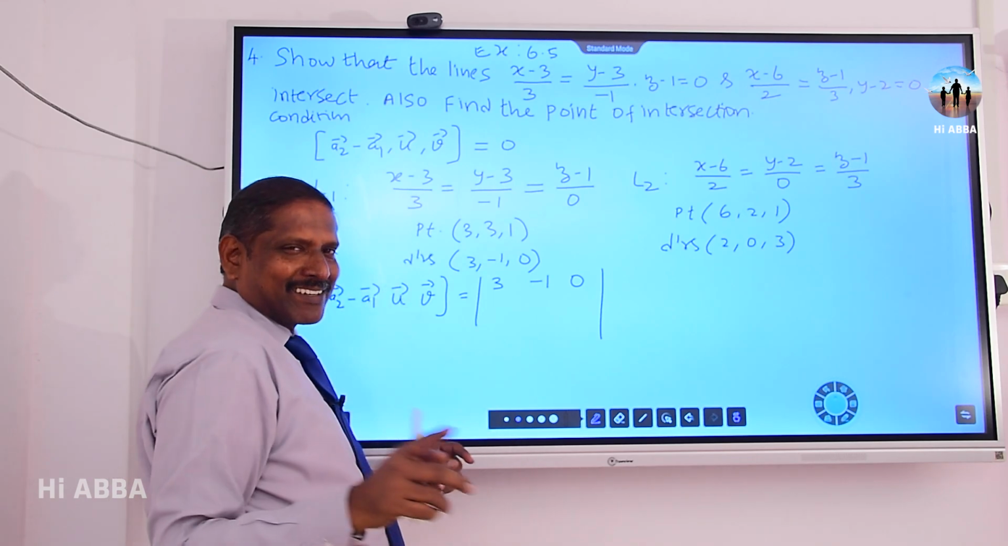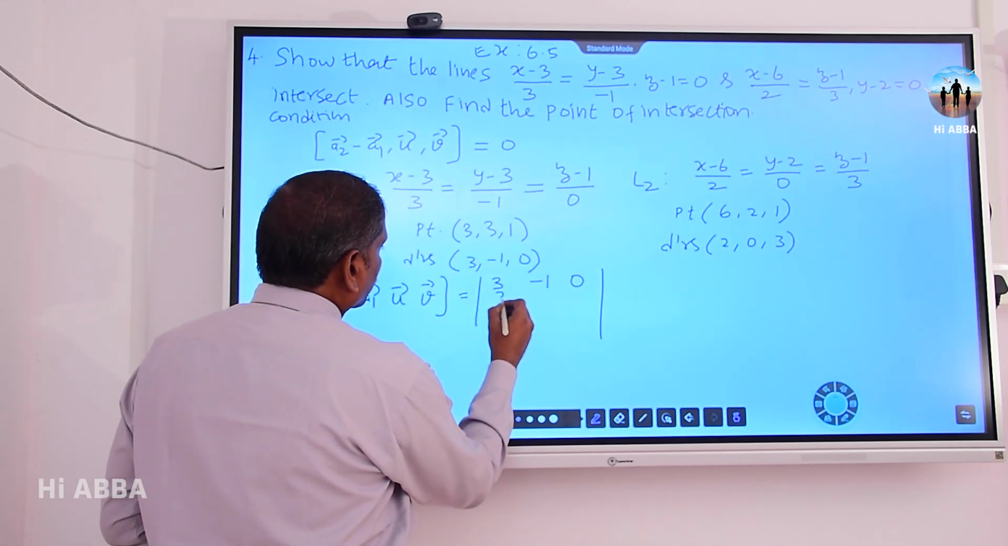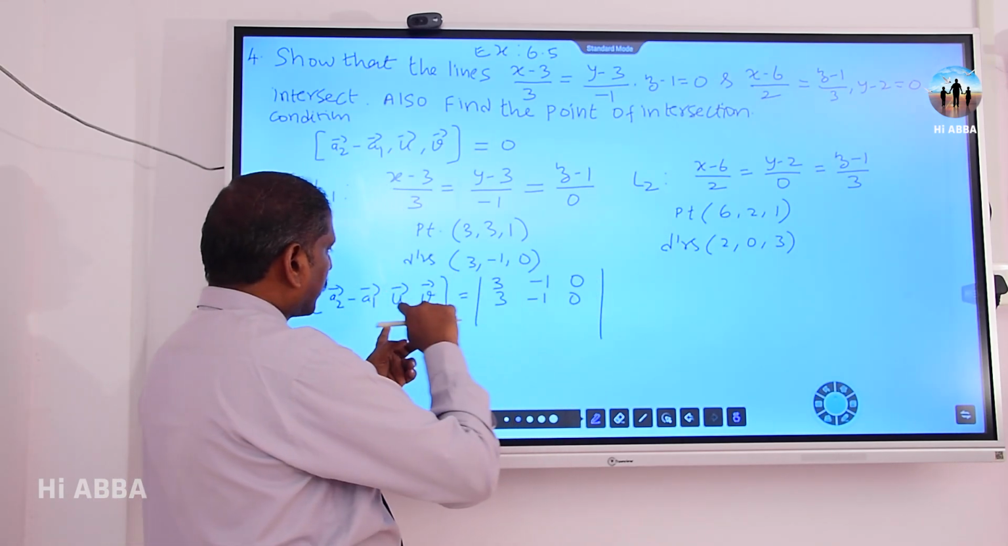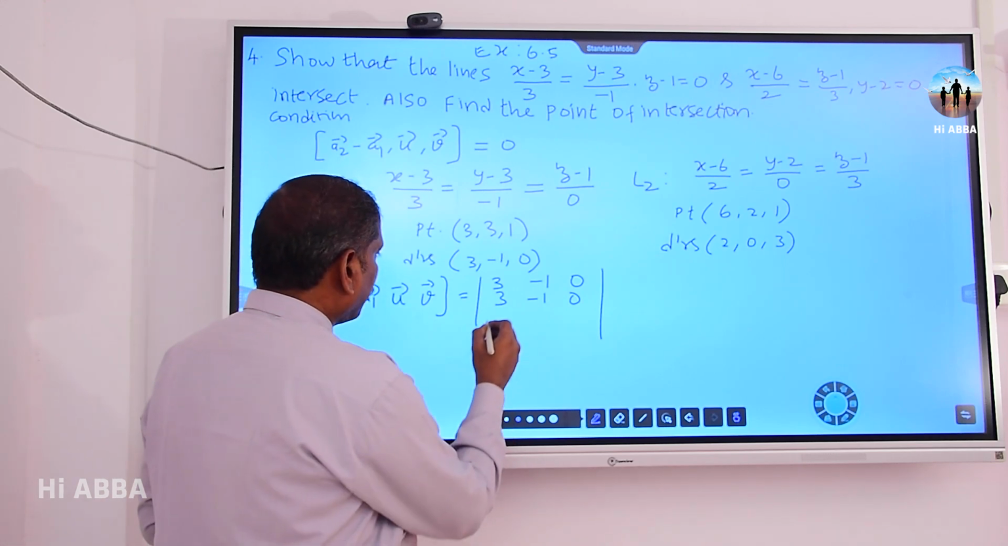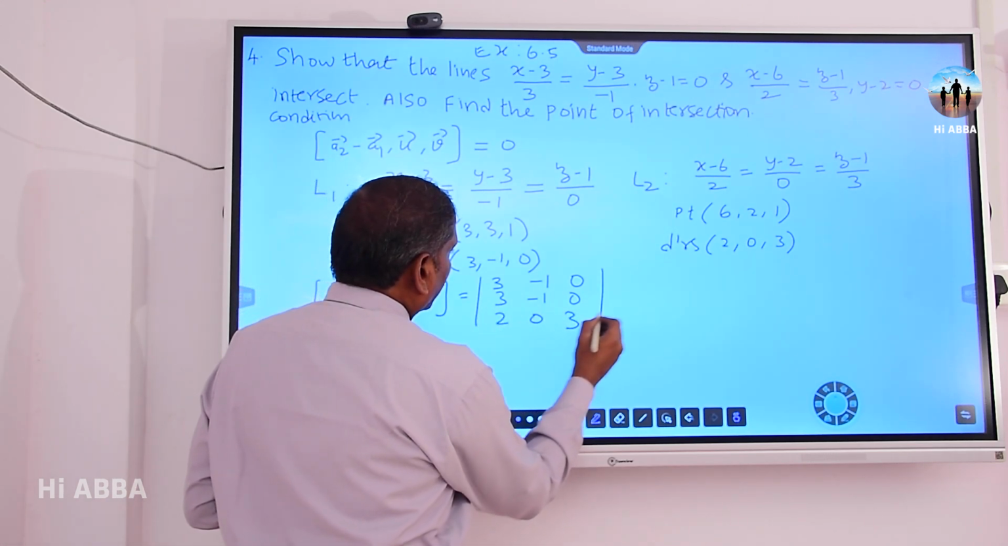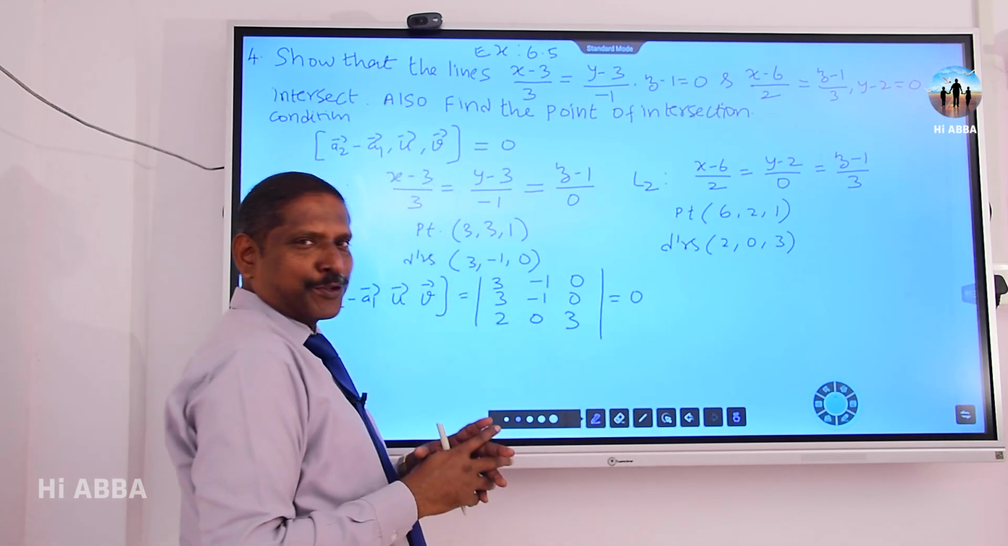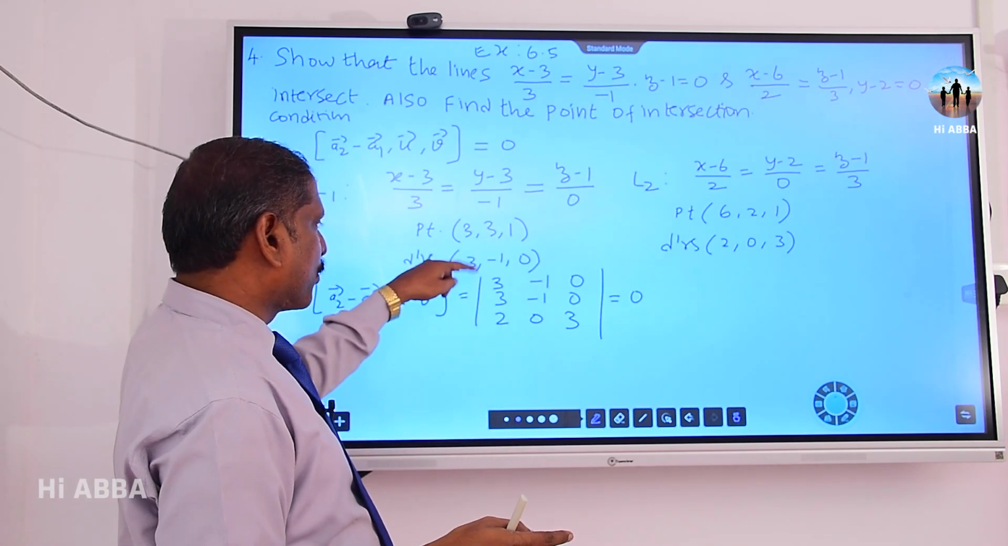And this is u vector, which is nothing but direction ratio of first line, which you write it here, and v vector is a direction ratio of second line, which you fill it up here, and answer is going to be 0. Do you know why it is 0? Yes, two rows are identical.